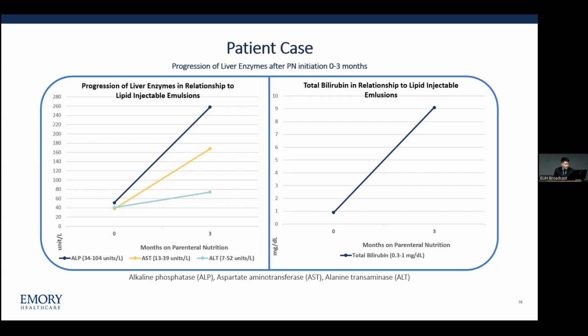On the right side is the total bilirubin in relationship to lipid injectable emulsion. So on the left side, you can see the ALP and AST level rise 3 to 4 times the upper limit of normal, and ALT twice the upper limit normal. On the right side, you can see the total bilirubin was 9 times baseline.